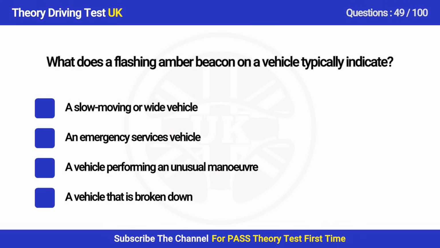Question 49. What does a flashing amber beacon on a vehicle typically indicate? A. A slow-moving or wide vehicle. B. An emergency services vehicle. C. A vehicle performing an unusual maneuver. D. A vehicle that is broken down.